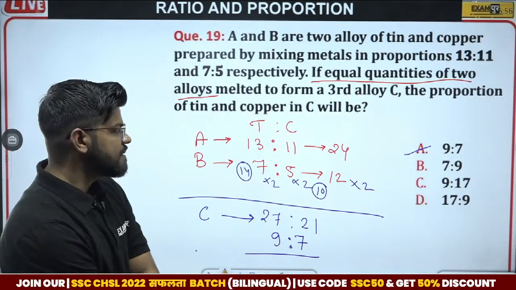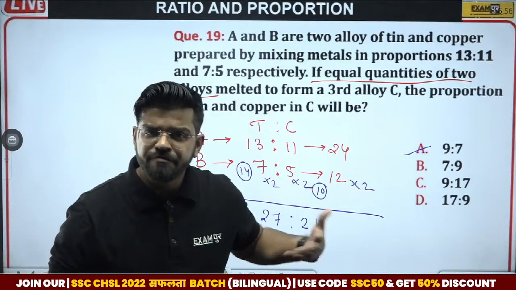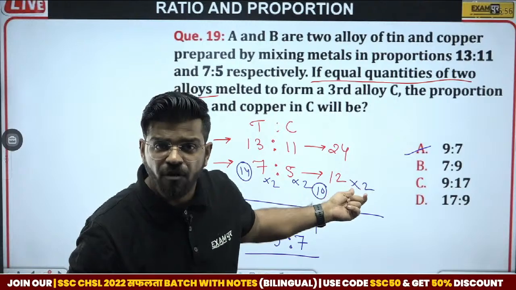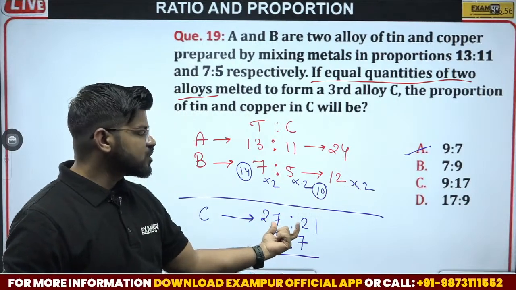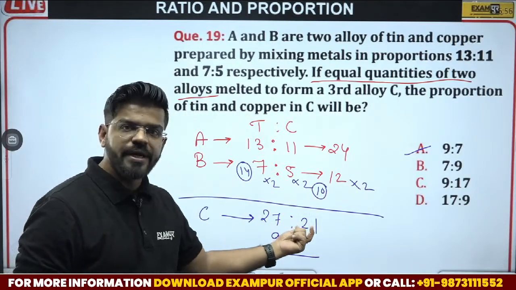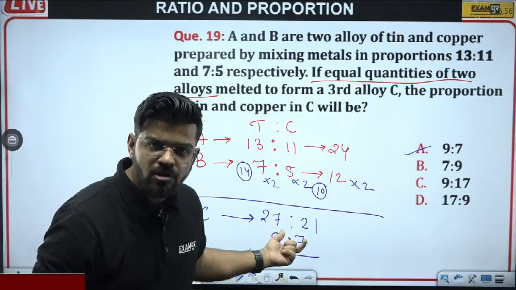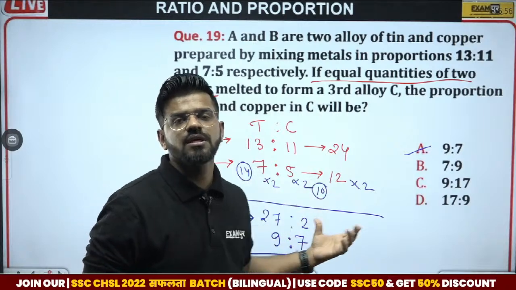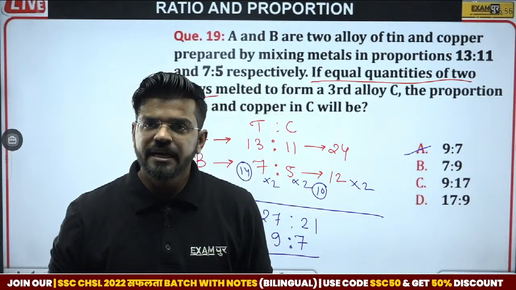Here you can also verify your answer, because we have mixed 24 and 24, that means 48. If you add both of these, you will get 48. 27 and 21 will also give you 48. So here you can say that we have mixed both the things. Clear to all of you?